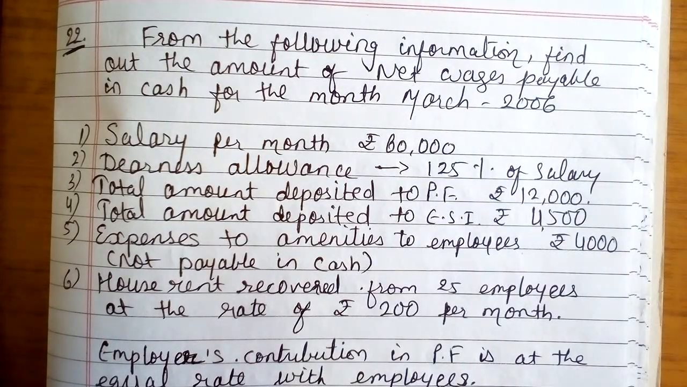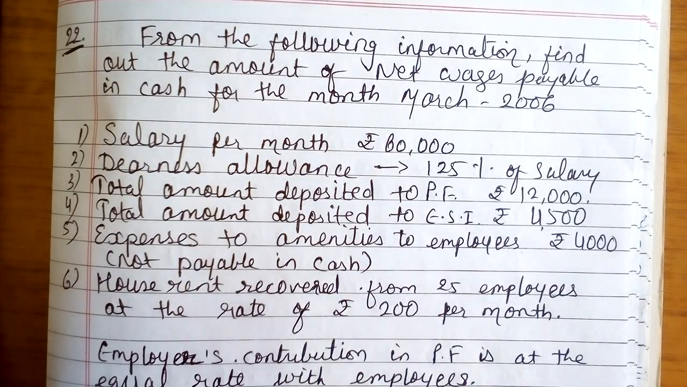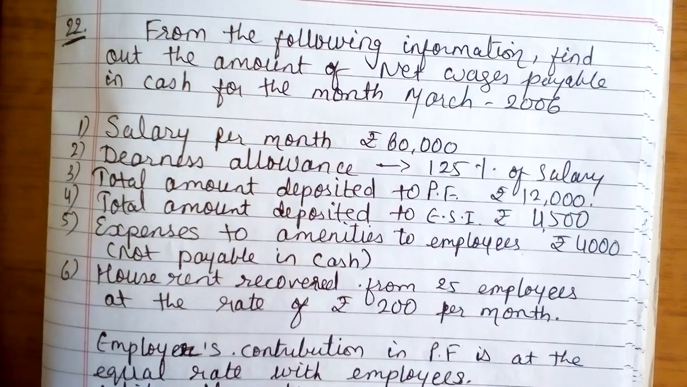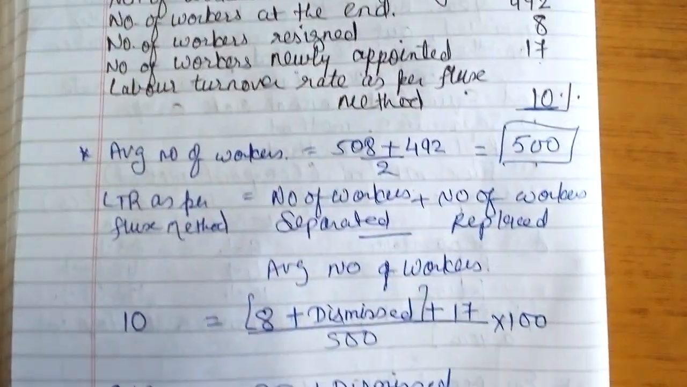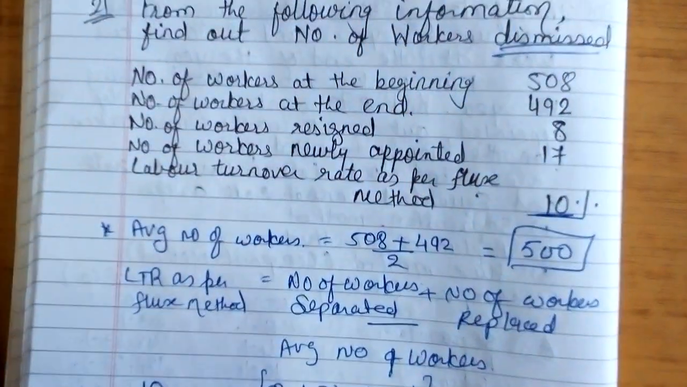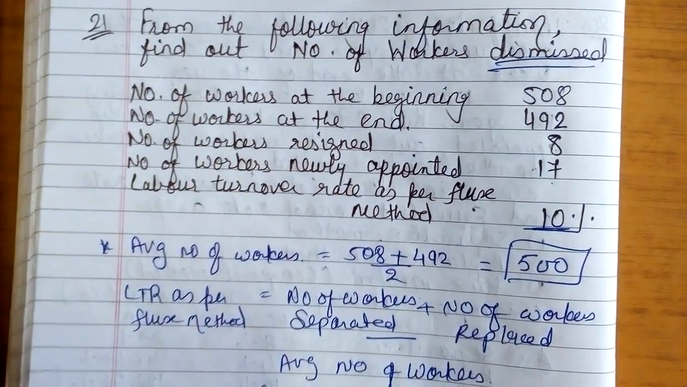In the last session we discussed an example related to the flux method, right? From today we are going to discuss one new method, that is net wages payable and total wages payable. In the last session we discussed this example. You must be remembering this, right? Number of workers dismissed we needed to find out, and that we have found out.